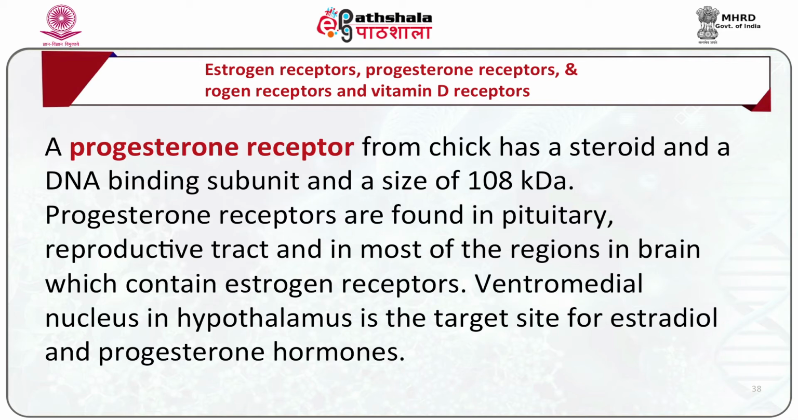A progesterone receptor from chick has a steroid and a DNA binding subunit and a size of 108 kilodalton. Progesterone receptors are found in pituitary, reproductive tract and in most of the regions in brain which contain estrogen receptors. However, they are also found in the cerebral cortex of rat which lacks estrogen receptors. The ventromedial nucleus in hypothalamus is the target site for estradiol and progesterone hormones.